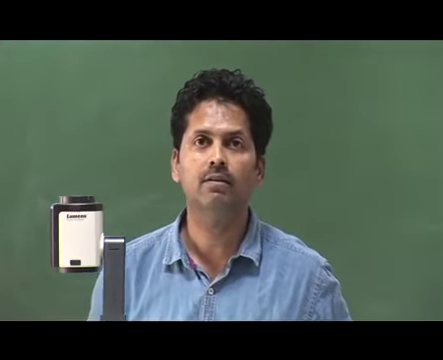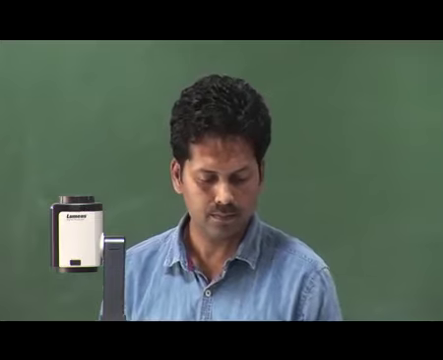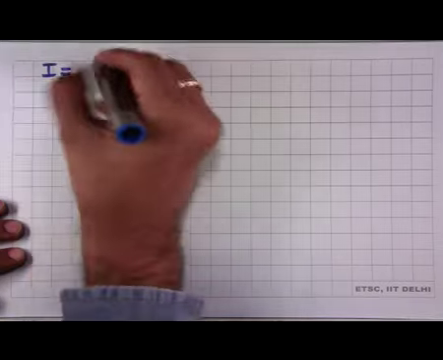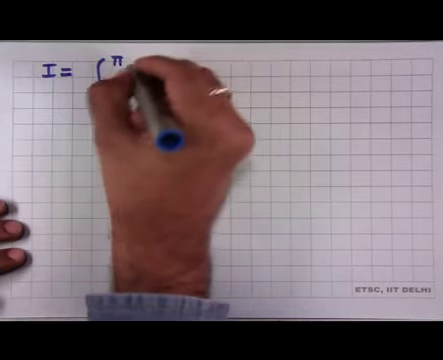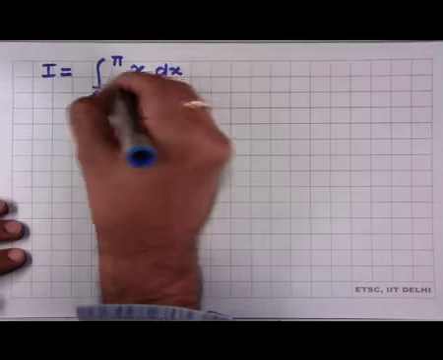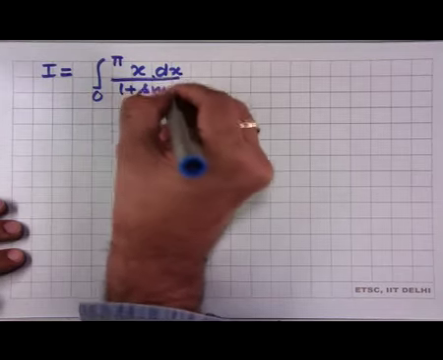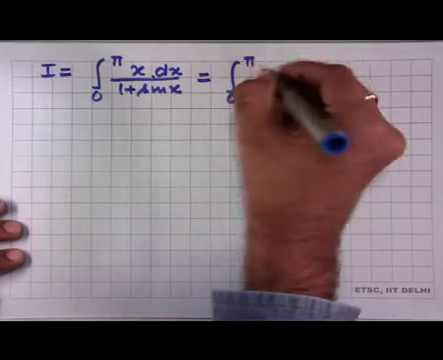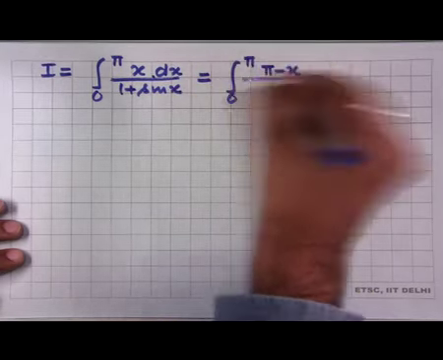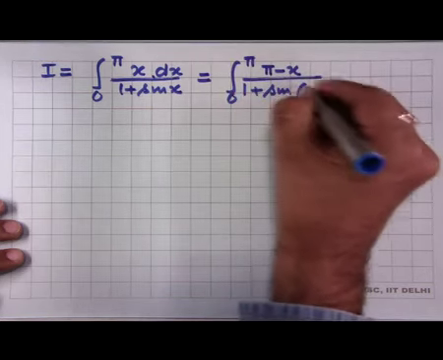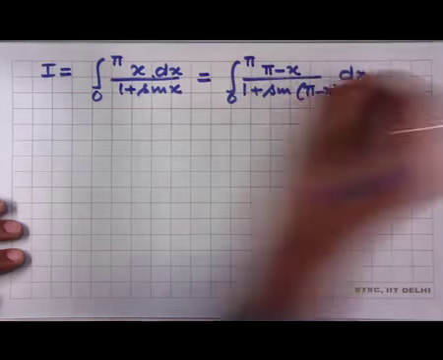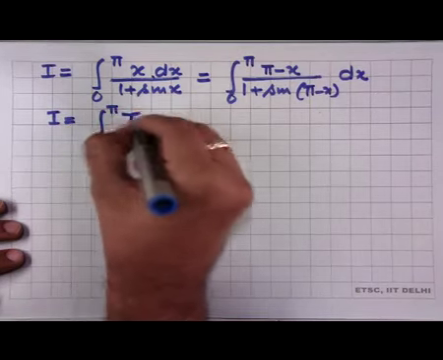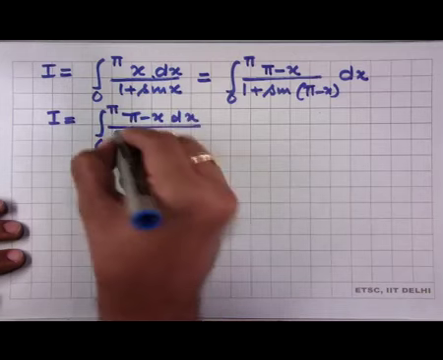Let us take one more problem. I equals the integral from 0 to pi of x dx upon 1 plus sin x. So, this will be equal to the integral from 0 to pi of pi minus x over 1 plus sin of pi minus x dx. So, therefore, I is equal to the integral from 0 to pi of pi minus x dx by 1 plus sin x.